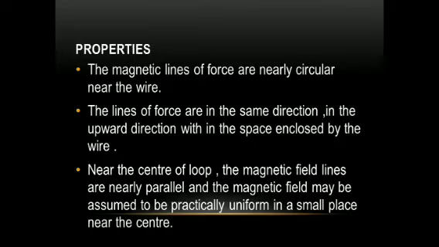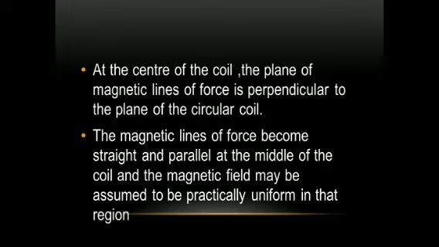The lines of force are in the same direction within the space enclosed by the wire. Near the center of the loop, the magnetic lines are nearly parallel and the magnetic field may be assumed to be practically uniform in a small place near the center. At the center of the coil, the plane of magnetic lines of force is perpendicular to the plane of the circular coil. The magnetic lines of force become straight and parallel at the middle of the coil, and the magnetic field may be assumed to be practically uniform in that region.